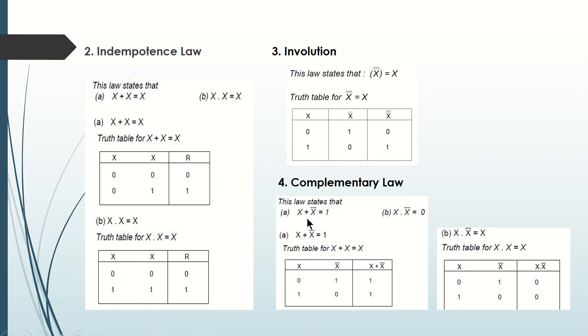Now let us write the duality of the same. How will you write the duality? Replace or with and, so replace plus with the dot operation, and replace 0 with 1 and 1 with 0. Now there is 1, so 1 should be replaced with 0. When you apply the duality, you get another statement: x dot x complement is equal to 0.